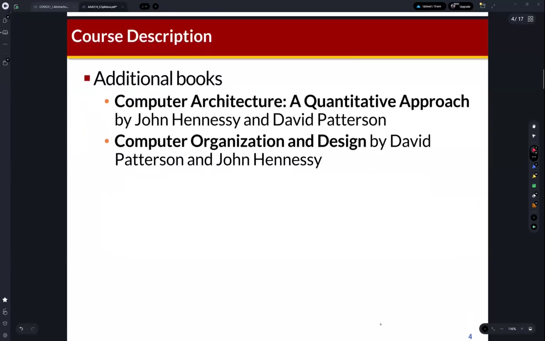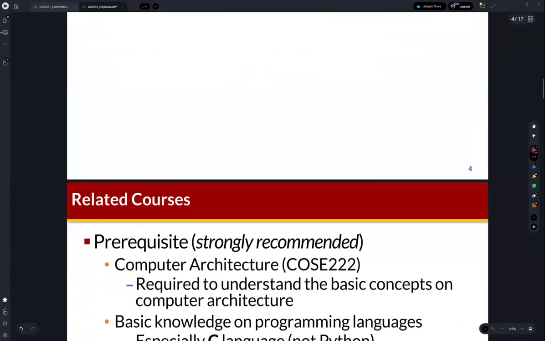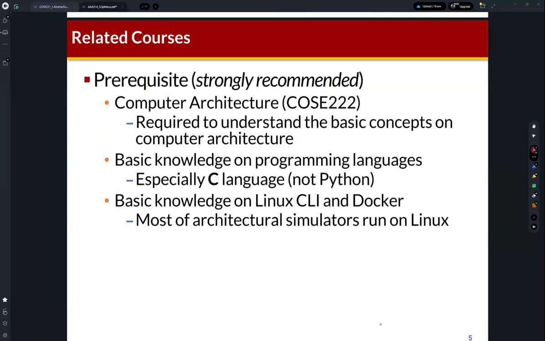And those are additional books. Computer Architecture: A Quantitative Approach is a very popular book. And I use this book, Computer Organization and Design, for the undergraduate course. Okay. Related to the course, I strongly recommend it.